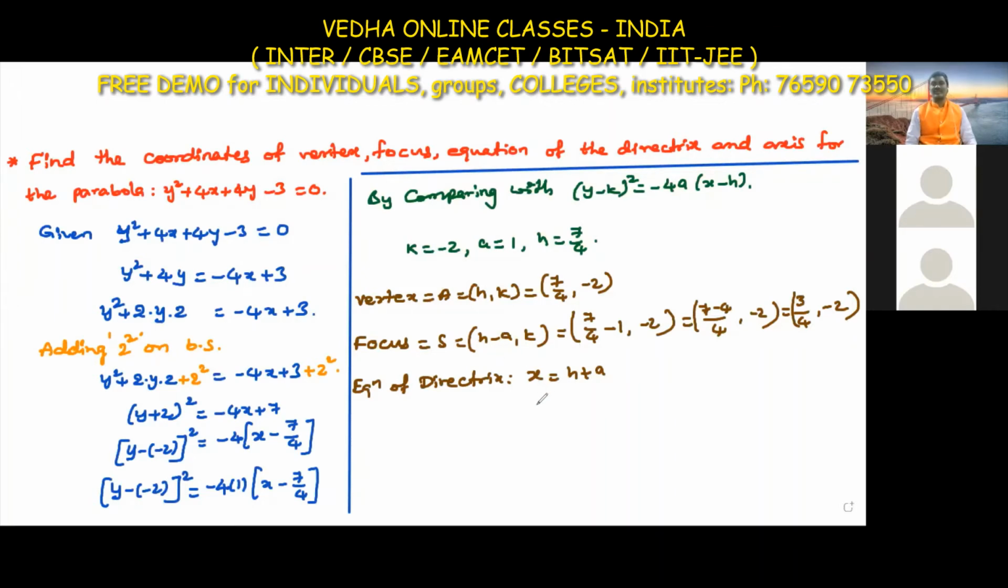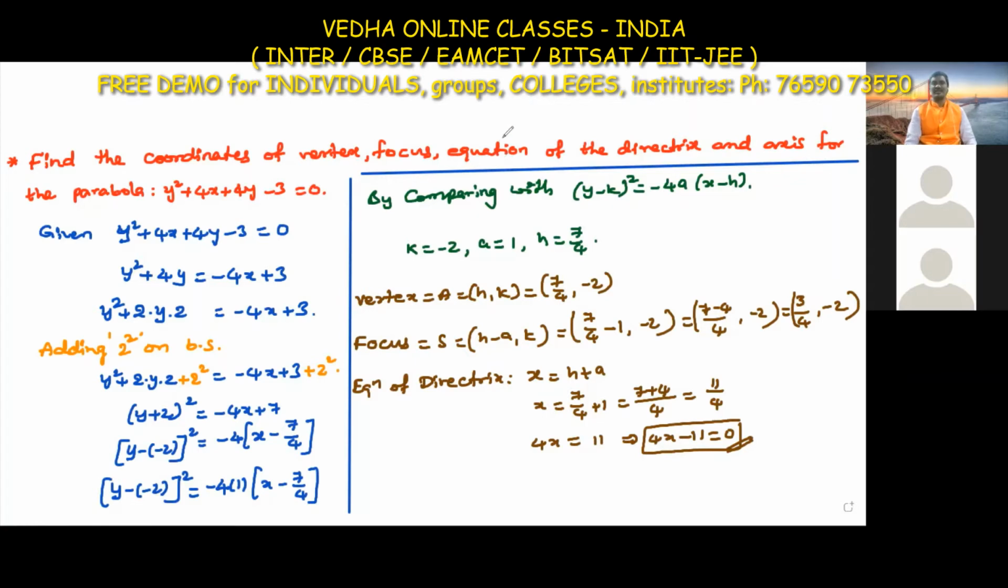Okay, so if you substitute the values here, x is equal to h value, 7/4, plus a value 1. Okay, I'll take the LCM. LCM is 4. So 7 plus 4. What is 7 plus 4? 11/4. Okay, so take this 4 to the left side. So 4x is equal to 11, or we can write 4x minus 11 equal to 0. Any one is okay. Either we can write like this or like this. This is the required equation of directrix.